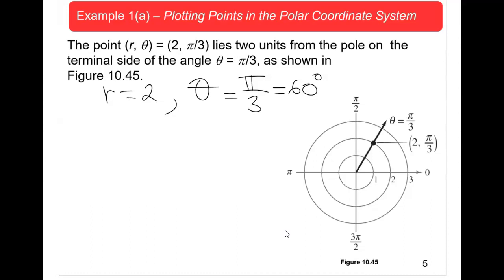So the way it works is you start, of course, on the polar axis right here. That will be the initial side of the angle, and the terminal side will go that many radians, which is right now pi over 3 radians, or 60 degrees. And so that forms the terminal side of the angle.